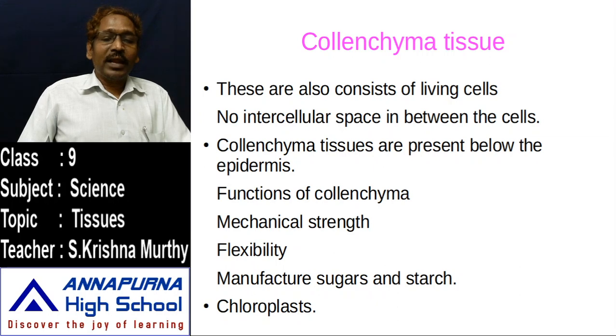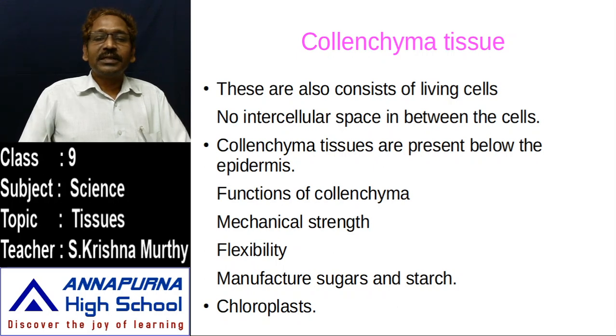Next one, collenchyma tissue. Here we have learnt about the parenchyma tissue and its functions. The second one is collenchyma. Collenchyma, parenchyma, sclerenchyma: these three tissues are derived from the simple permanent tissue. So collenchyma tissue is also one of the parts of the simple permanent tissue. Later we will discuss collenchyma tissues.